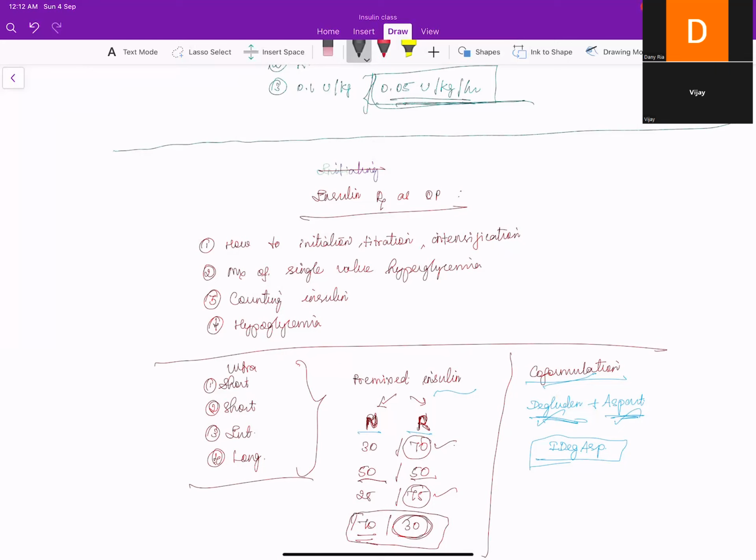But yeah, long-acting insulin is used as basal, that we already saw. Next, basal that I forgot to say is NPH. Then, did I say about bolus? Yeah, bolus can be regular or ultra short-acting.